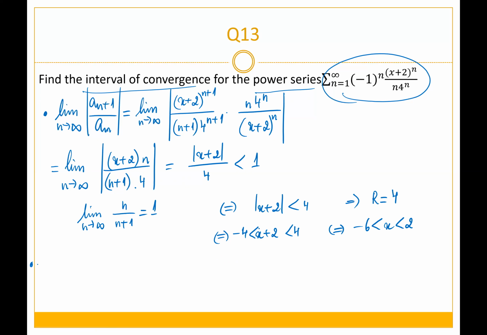-6. Now when you have x equal -6, the series becomes -1 to the n, also -4 to the n over n 4 to the n. This one is equal to 1 over n, and this is the harmonic series, and we all know that it's divergent.